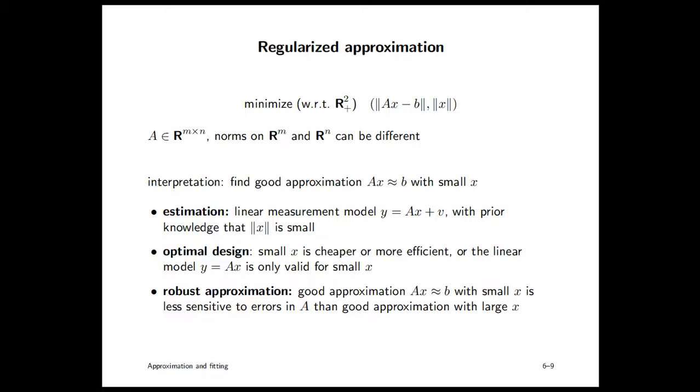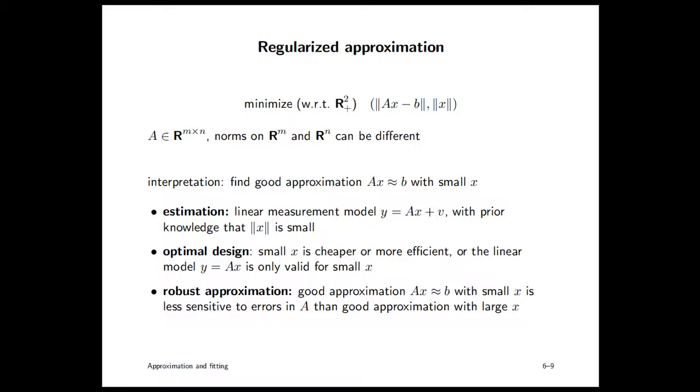The third application is regularized approximations. The goal of this objective is to find a vector x which is small and also makes the residual, A matrix multiplies x vector minus b vector, small. This problem has two objectives. The first objective is to measure the size of the residual. The second is to measure the size of the x.